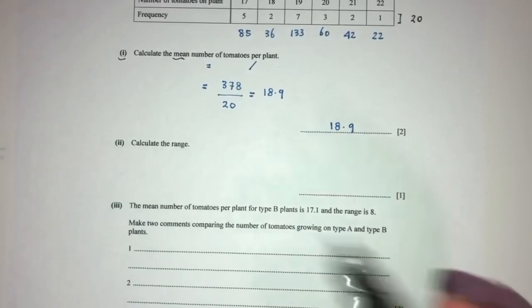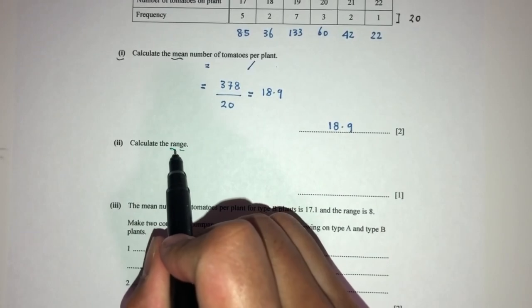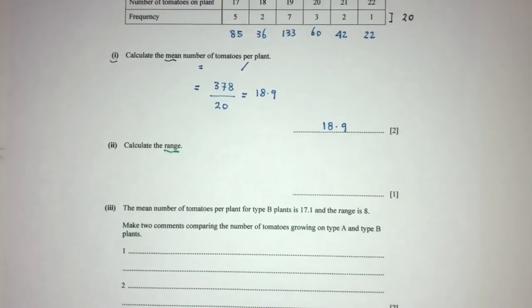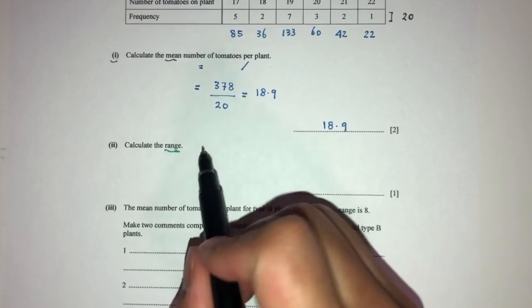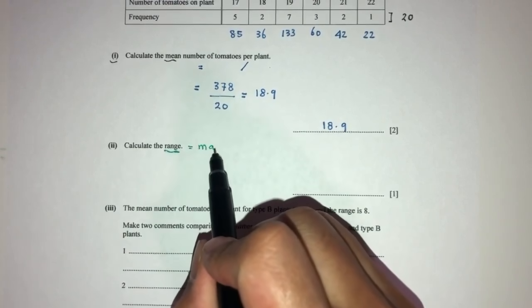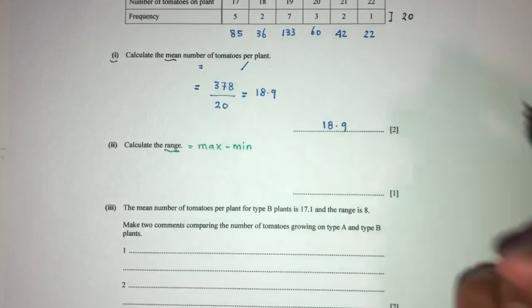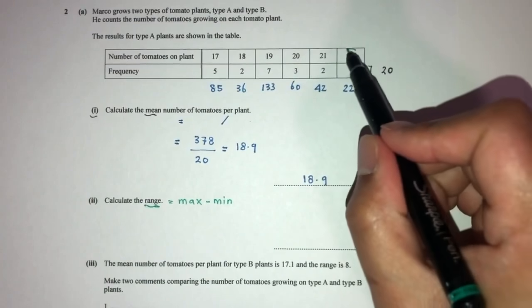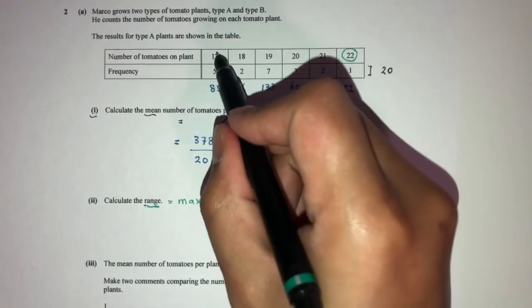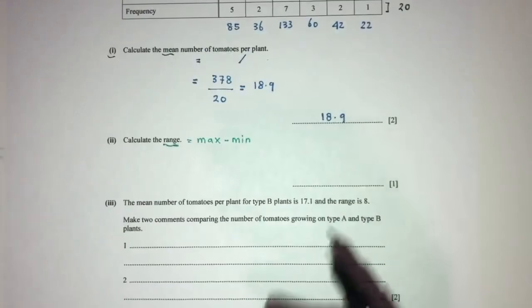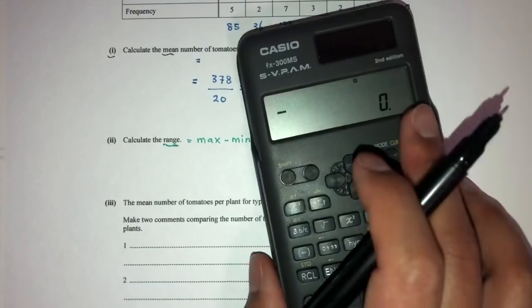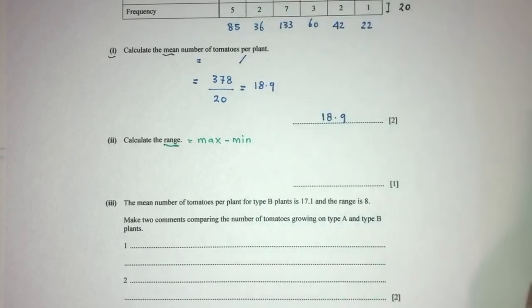Now let's move on to part 2, the range. What is the range for this one? So let's find out. As we can see, the range is defined as the max minus the minimum. So 20 is the max number of tomatoes minus 17. Sorry, 22, not 20. 22 is the max. So 22 minus 17. That should be 5 as your range.